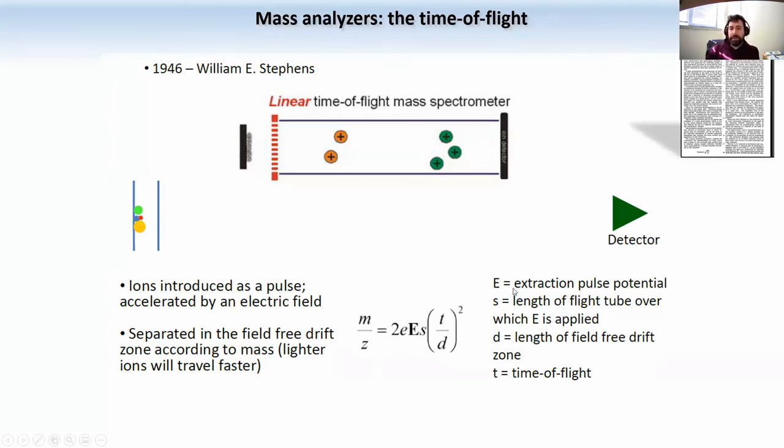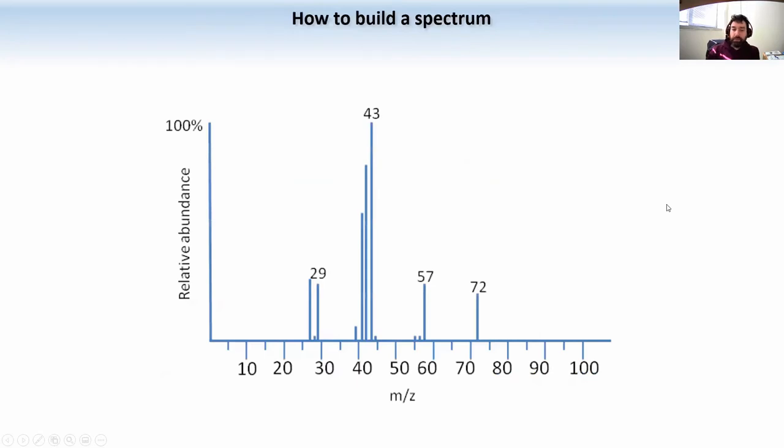What is important is how we convert this time into a mass. And this is actually the formula. You don't need to learn it by memory, but this is basically what you get in the end, right? So you get a spectrum. This is a spectrum that has on the x-axis the mass to charge, like I told you. And then the y-axis is the intensity of the signal.